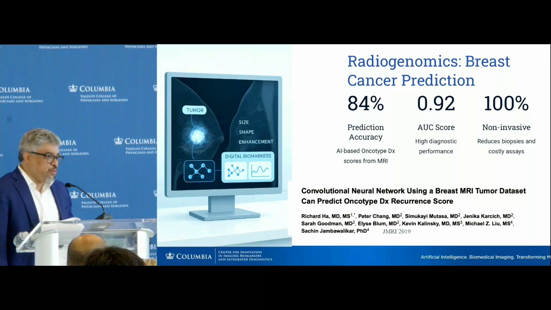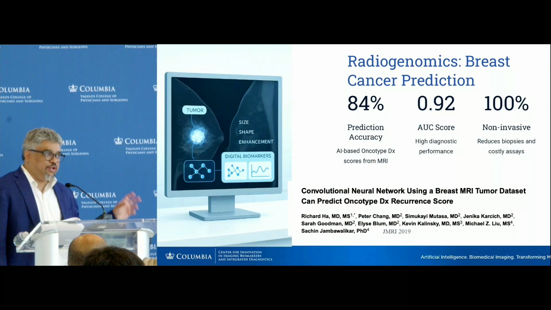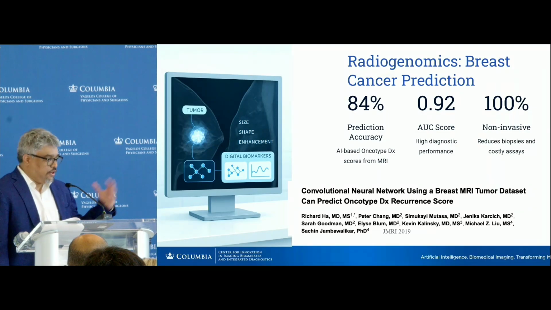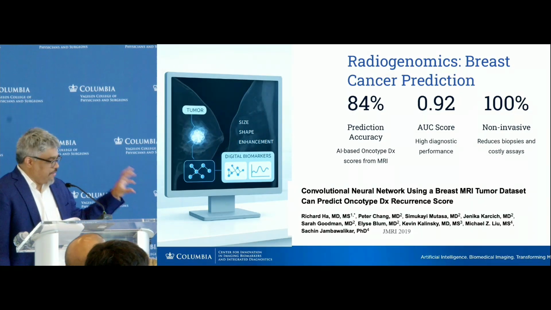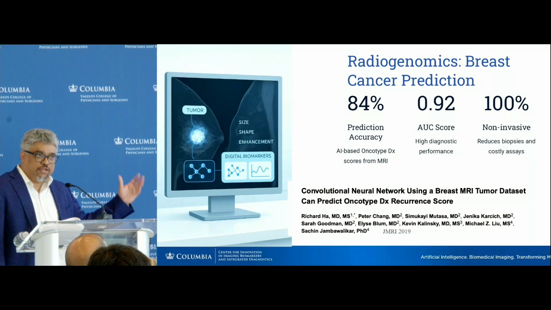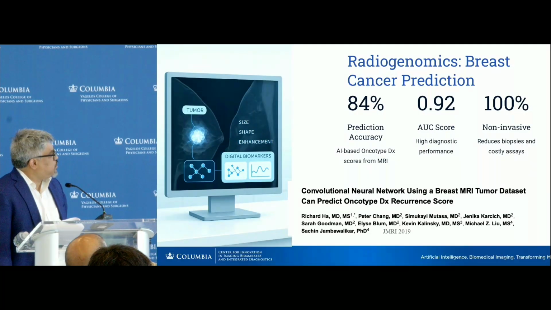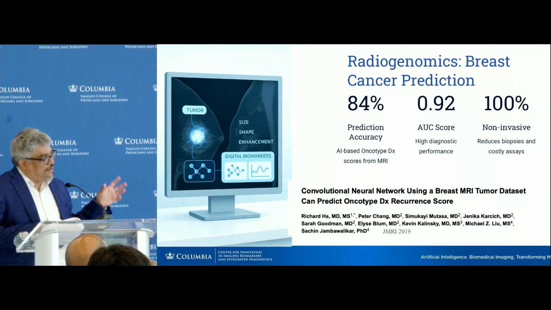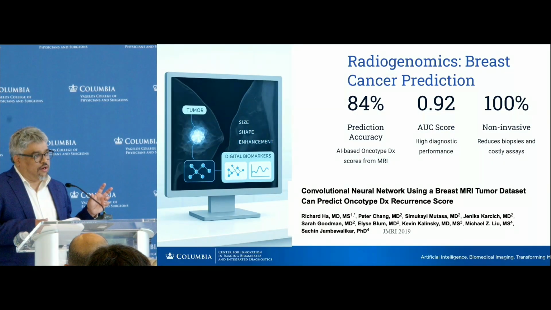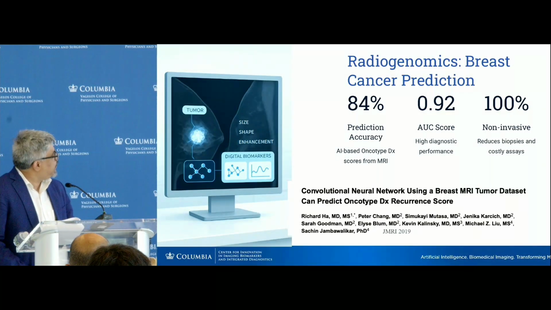One of the early multimodal works was using radiological imaging data to predict Oncotype DX, to predict breast cancer recurrence. Can we predict the Oncotype DX recurrence score? So this was our early multimodal work where we use imaging to predict genomic data, kind of.